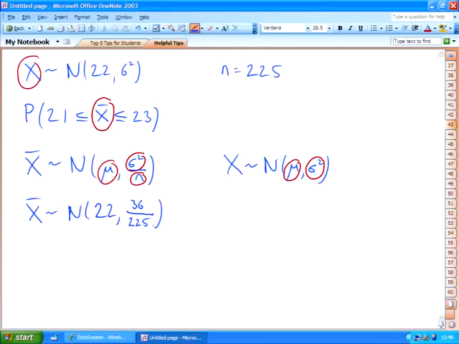However, once you've got to this stage, it should be fairly straightforward to proceed. We now apply our standardization not to the X variable but to the X bar variable. So notice here that X bar does not have a standard normal distribution. It doesn't have a mean of 0, it doesn't have a unit variance.